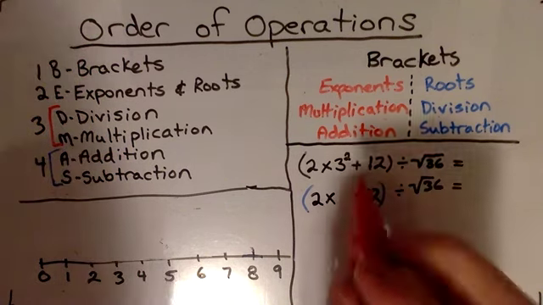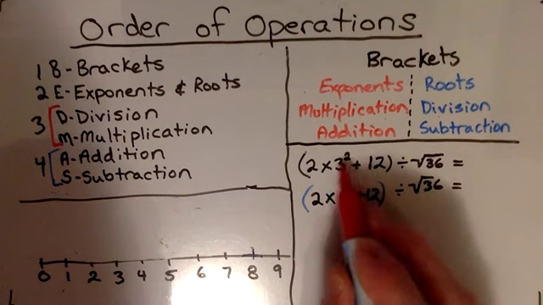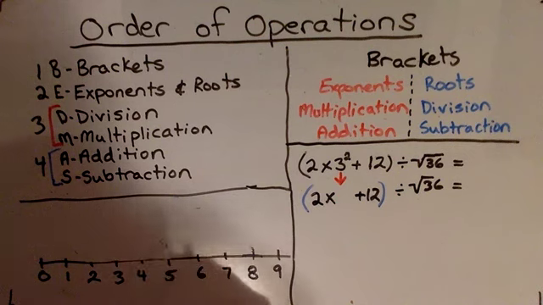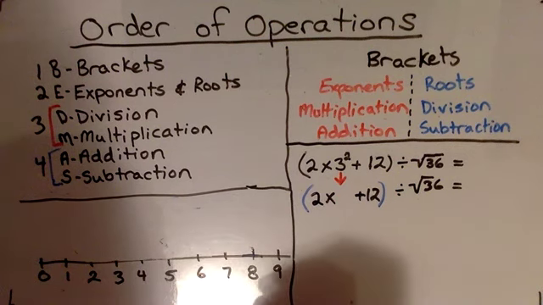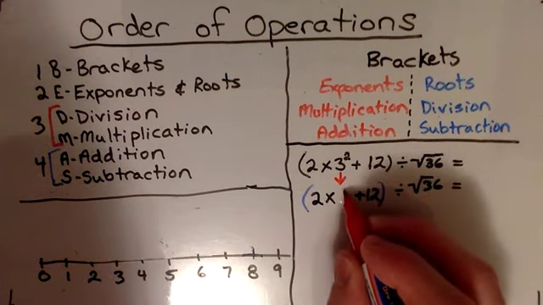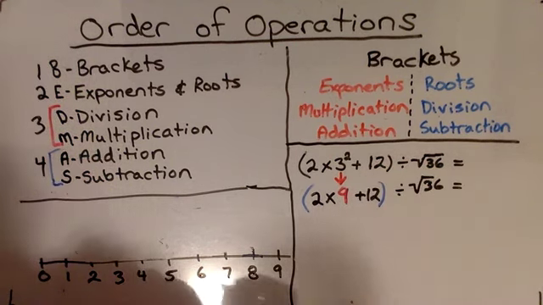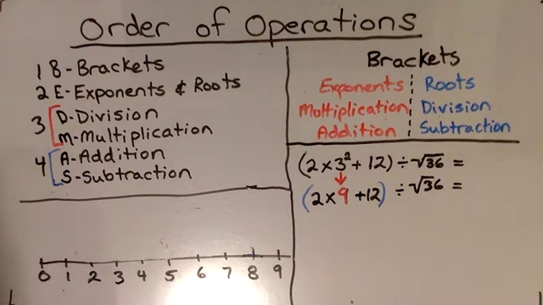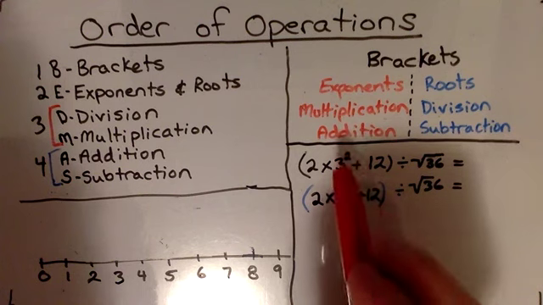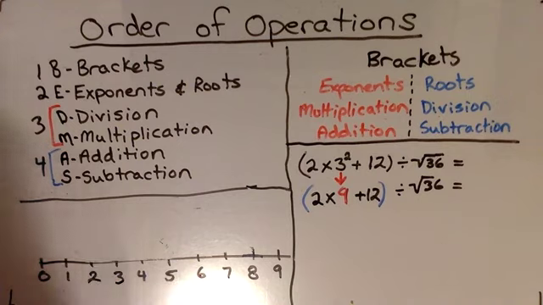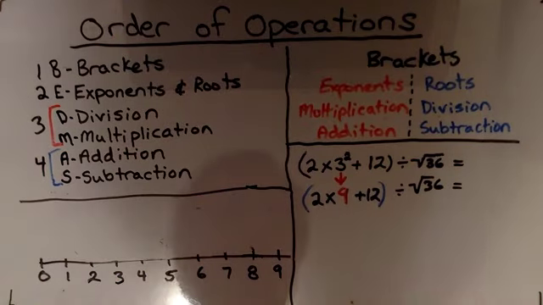So basically, that 3 squared, instead of it being 3 squared, we're going to write it as its answer. So 3 squared, 3 times 3 is 9. So we still haven't finished dealing with the brackets, but we no longer have any exponents left in our bracket. So we're still working inside that bracket, but we've now dealt with our first part of the problem.